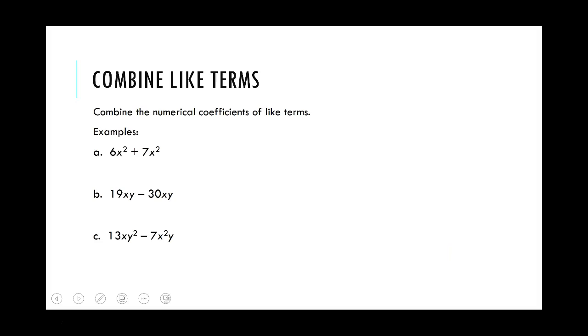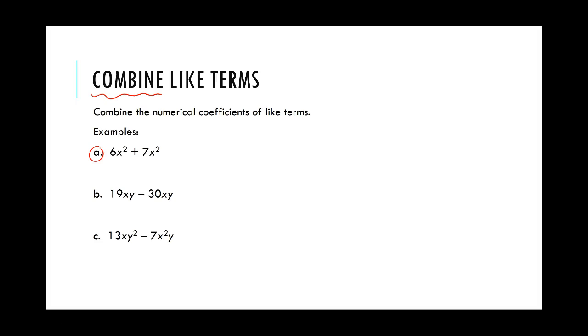Okay, so now let's work on putting them together. So first thing we have to do when we're combining like terms is always ask yourself, are they like terms? If they're not like terms, I can't put them together. So, and think of them very literally. So if I'm looking at A, if I have 6 x squareds and I'm adding 7 x squareds, how many x squareds do you have?